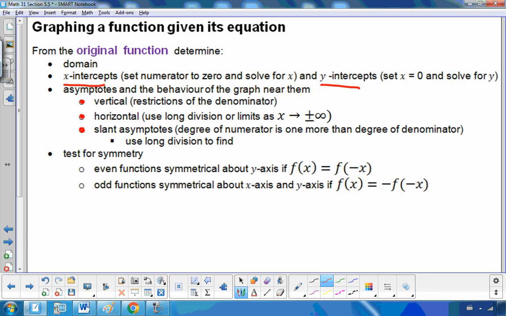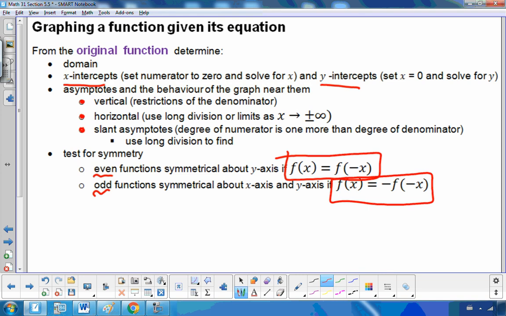And also from the original function, I can test whether functions are even or odd. If they are even, they are symmetrical about the y-axis. So in other words, there's been a reflection in the y-axis. If they are odd, they are symmetrical about both. So there's a reflection in the x and the y-axis.